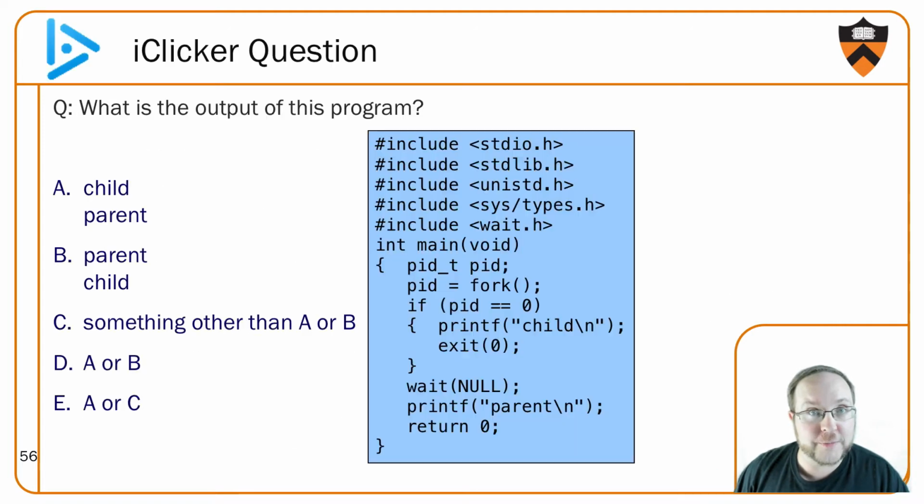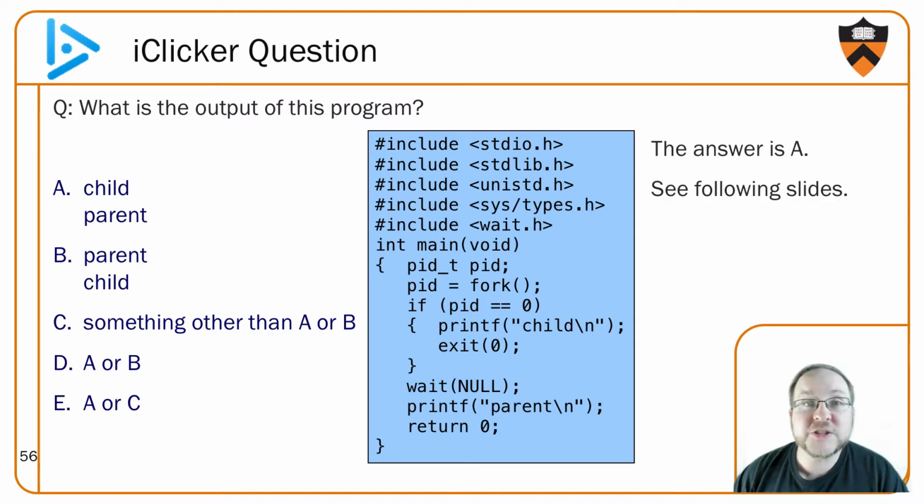Let's go with an example here. Here's a program that forks as we've been doing, but now it has a wait call as well. What will it print? Pause the video here and see if you can trace it. The answer here is A.